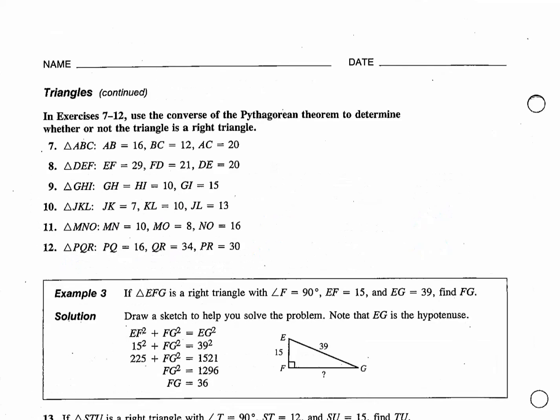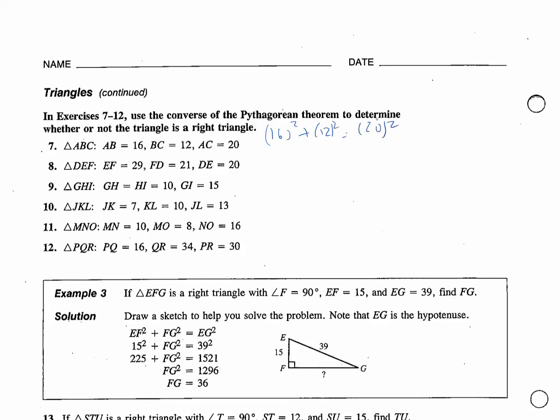So if we go to page 8 here, it says, use the converse of the Pythagorean theorem to determine whether or not the triangle is a right triangle. So we need to plug it in and see. So remember, the longest side is the hypotenuse. So you want to say 16 squared plus 12 squared is equal to 20 squared.